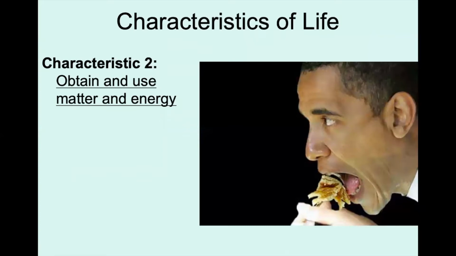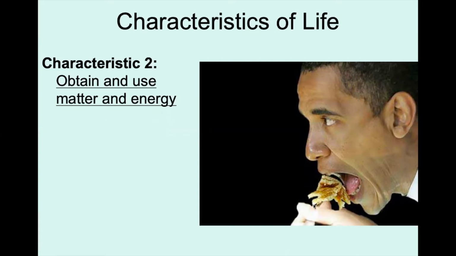Characteristic number 2, all living things have to obtain and use matter and energy. Obtain and use matter and energy. What does that mean? Well, just like Obama here is demonstrating in this picture, obtain matter means to eat food.